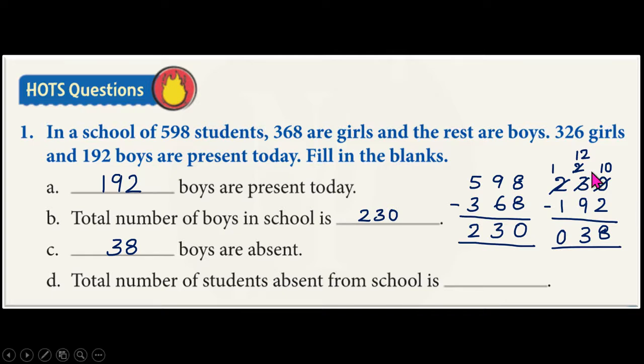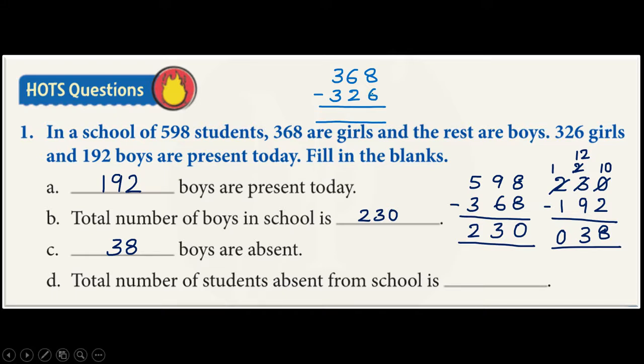So let us do that now. First we will find the number of girls absent today. I will write just above here. Let us write down 368, which is the total number of girls in the school, and 326 is the number of girls present today. On subtracting 326 from 368, we get the number of girls absent today from school.